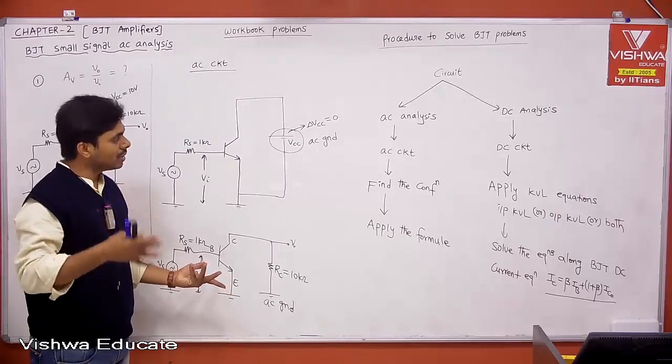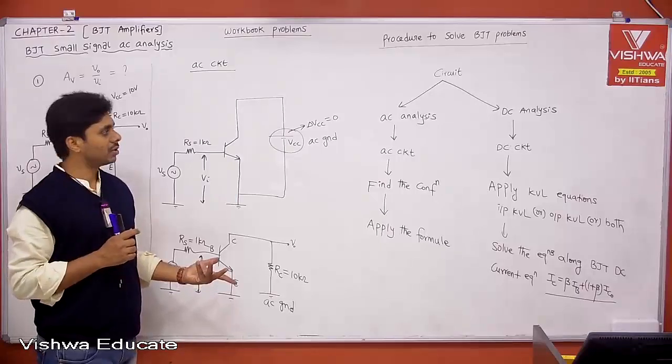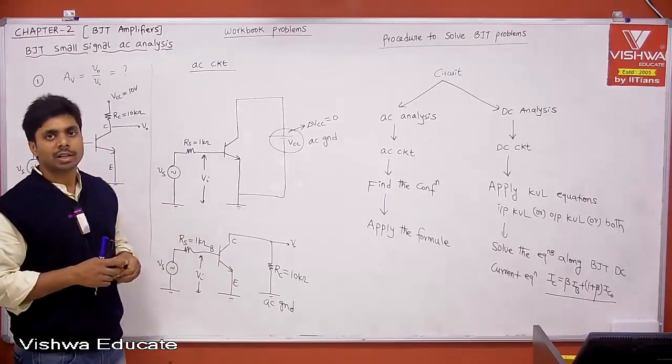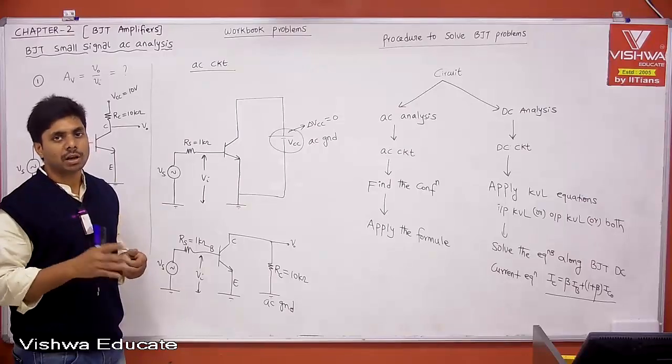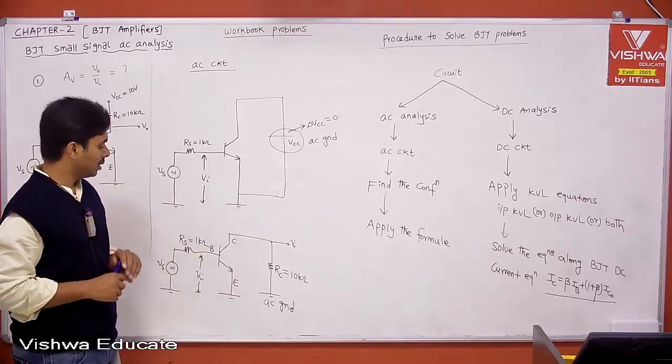We are taking out the DC quantities which are not required to get the voltage gain, which is output peak to peak divided by input peak to peak. Therefore, we are speaking about only AC signals, not the DC signals, right? Therefore, this is only an AC circuit.